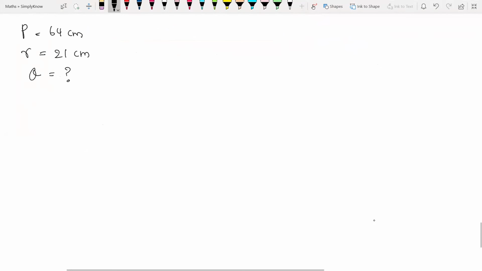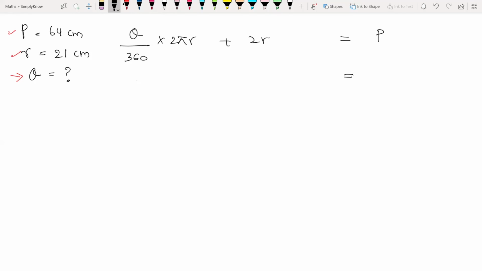So what about this case? Now we are given the perimeter and also the radius. Now we need to find out the theta, the angle at the center. Once again, we need to keep our theta on our left side. So theta over 360 times 2 pi r plus 2r equals P, perimeter. And perimeter is here 64 centimeters.